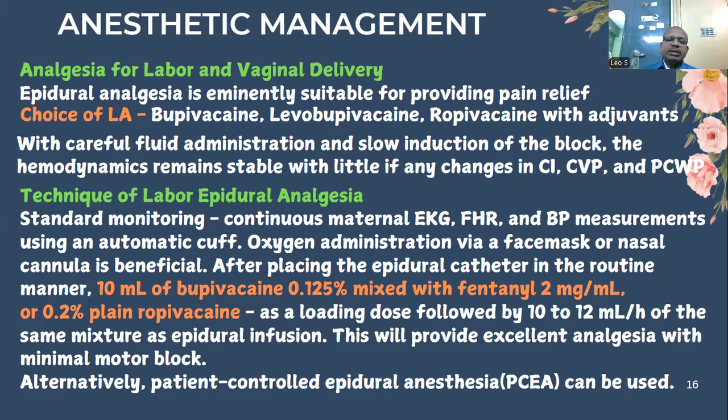Oxygen administration is important. After placing the epidural catheter in routine manner, 10 ml of bupivacaine of 0.125% mixed with fentanyl 2 mcg or 0.2% plain ropivacaine as a loading dose, followed by epidural infusion will give an excellent analgesia with minimal motor blockade. And alternatively, patient controlled epidural anesthesia could be tried.